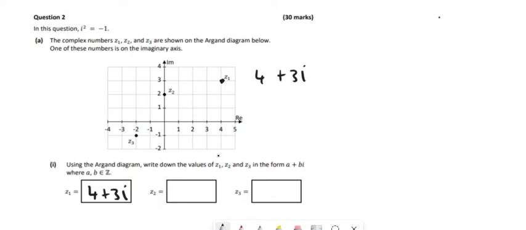Z2 then, it's on the imaginary axis, so it doesn't really have a real value, or the real value is 0. The imaginary value goes up to 2 on the imaginary axis, so plus 2i, or you could just put in 2i by itself there. Z3 then, we have to go across to minus 2 on the real axis and then down to minus 1, so minus 2 minus 1i, or you could just say minus 2 minus i.